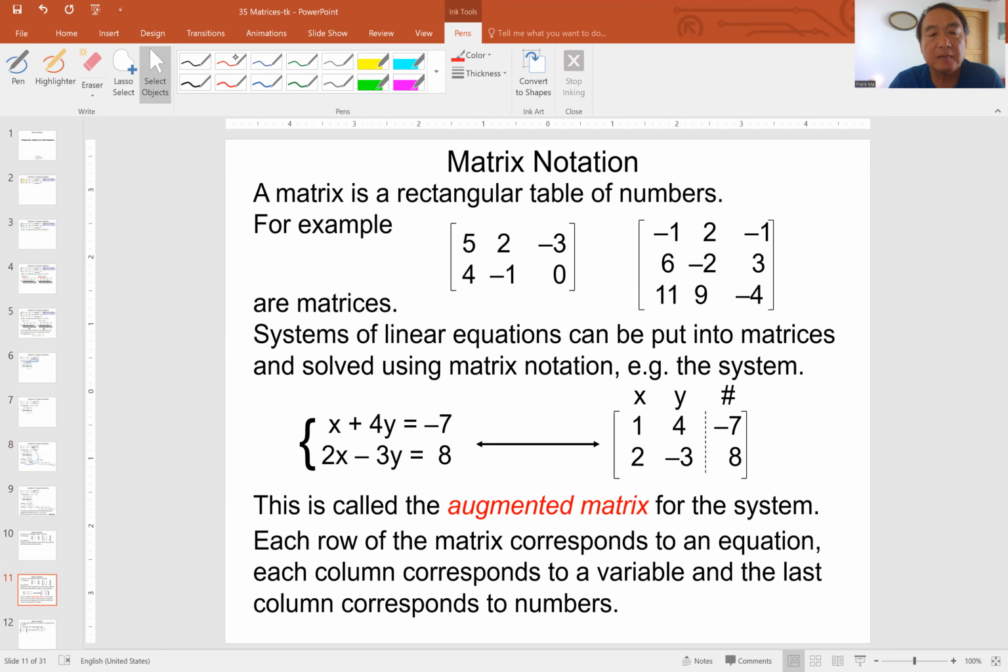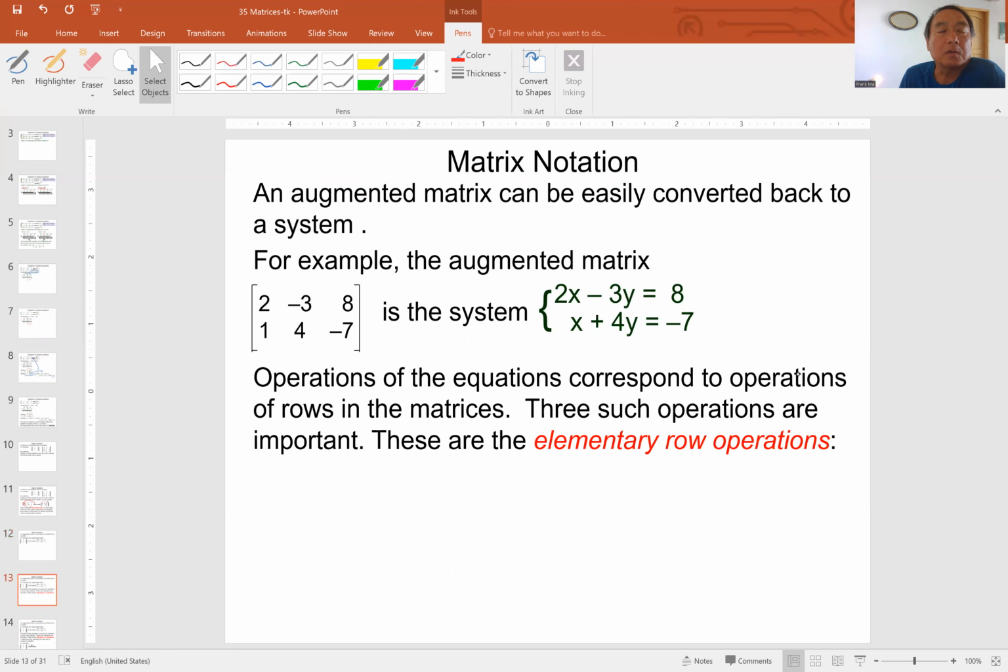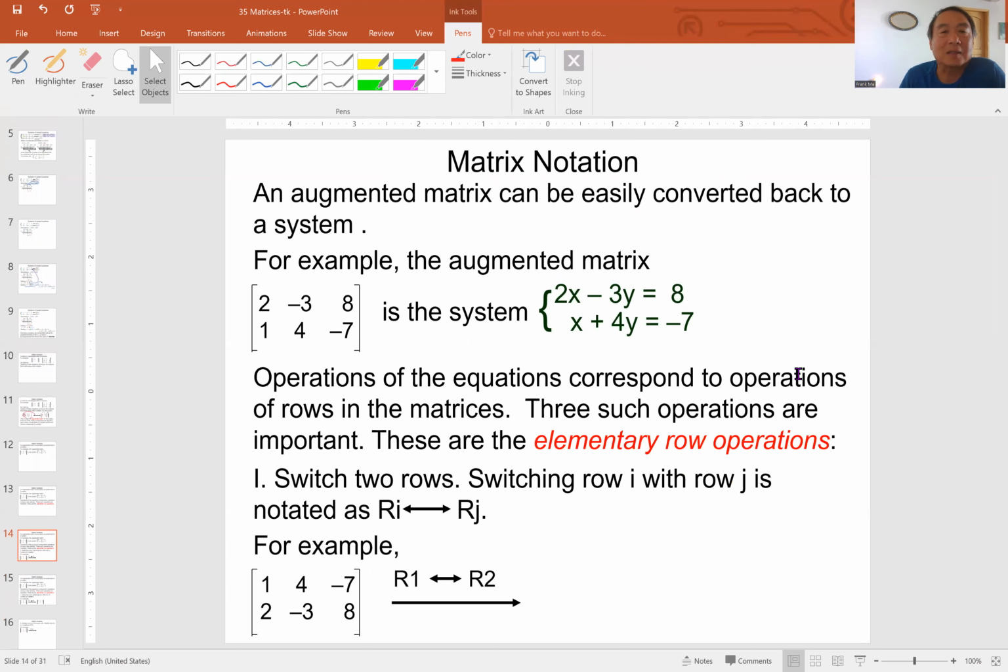I can easily convert a system of equations into matrix form by extracting the coefficients 1, 4, minus 7 for the x, y, and the numbers. And each equation corresponds to a row, and each row corresponds to an equation. So back and forth, it's easy to translate. And we're going to use the matrix to keep track and use these operations to manipulate them.